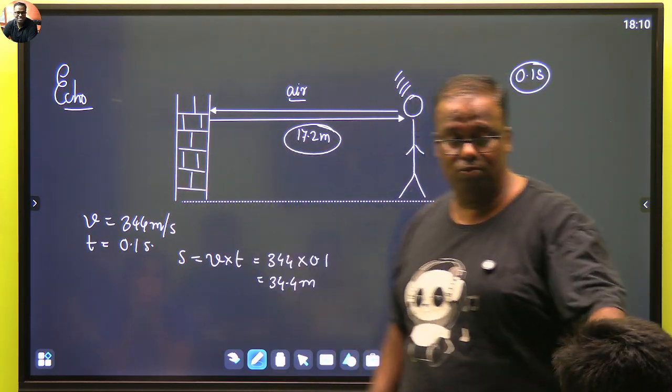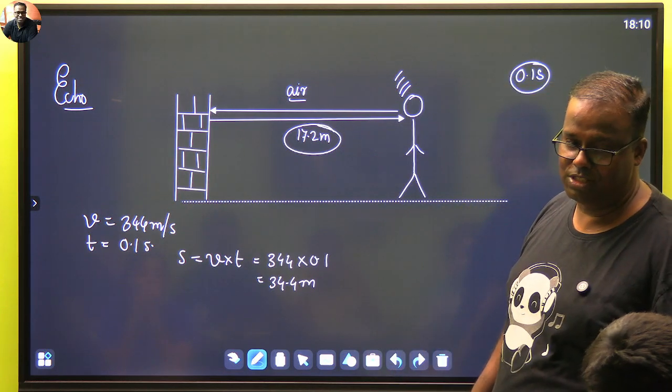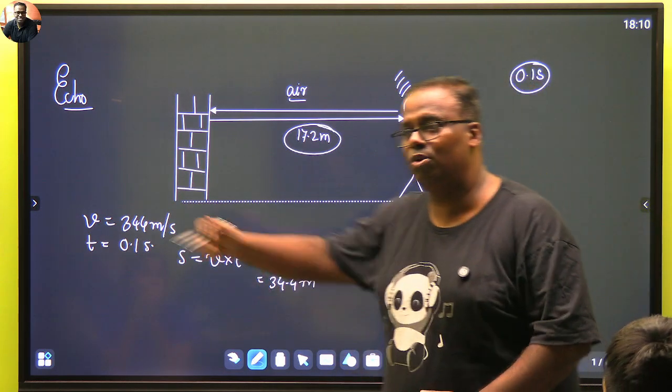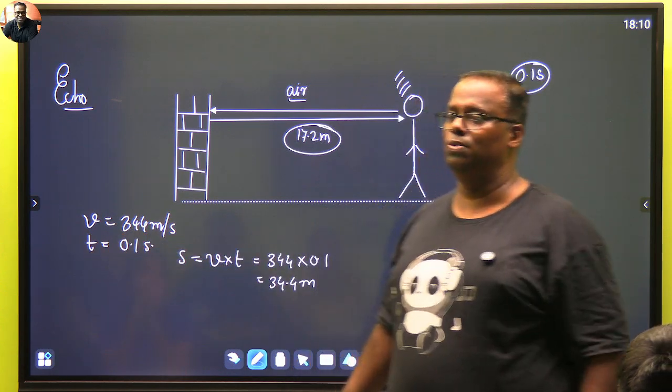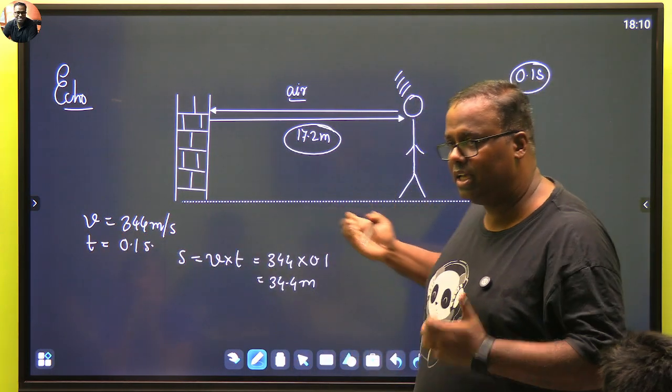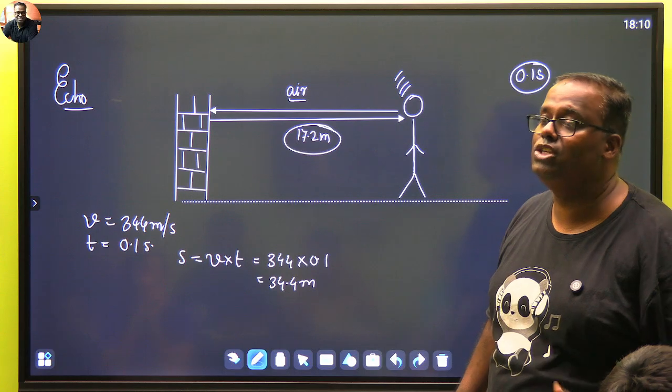34.4 meters. The sound wave is traveling 34.4 meters. That means the obstruction is at what distance from me? 17.2. 17.2 से आगे अगर obstruction रहा, हम echo नहीं सुन सकते.